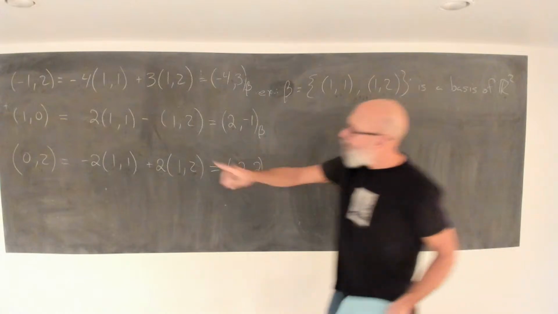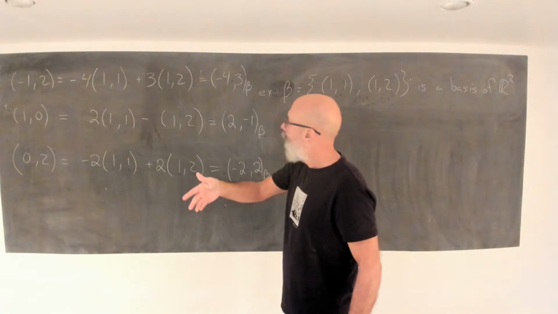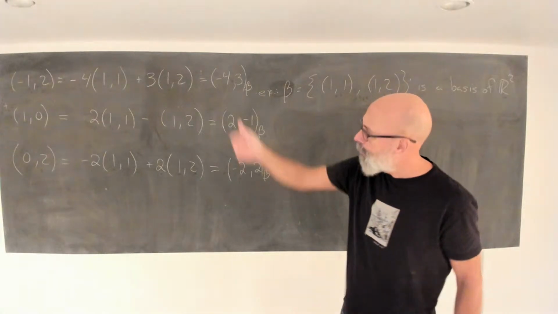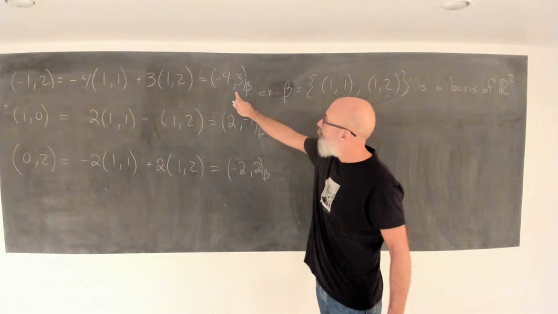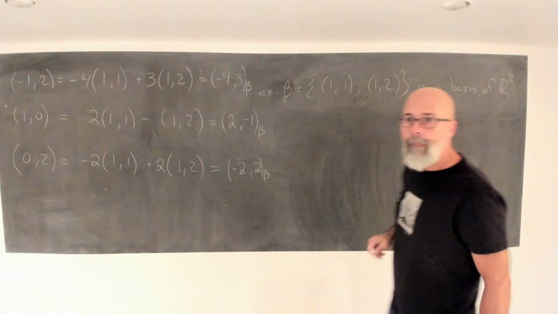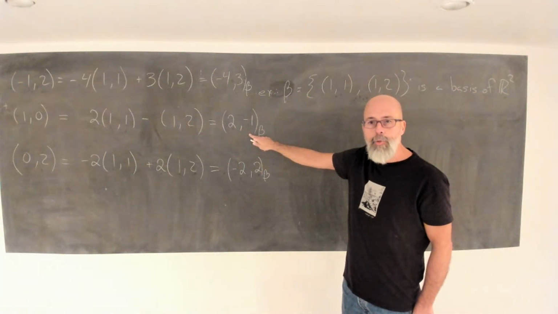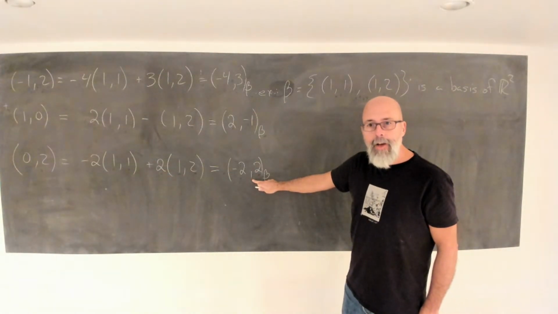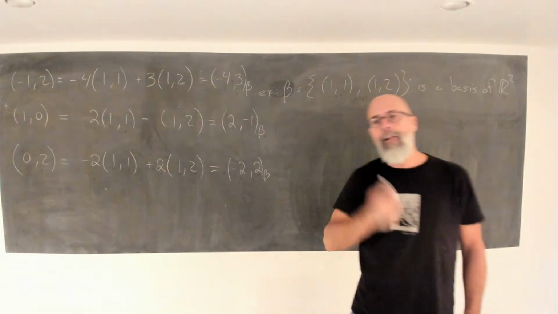So what are we saying? We're saying that the vector minus 1, 2 that you're used to working with, or rather we should say the vector minus 1, 2 in the standard basis is equal to negative 4, 3 in the basis B. Similarly, the vector 1, 0 is the vector 2, minus 1 in the basis B. The vector 0, 2 is the vector minus 2, 2 in the basis B. You understand that these are representations for exactly the same thing.